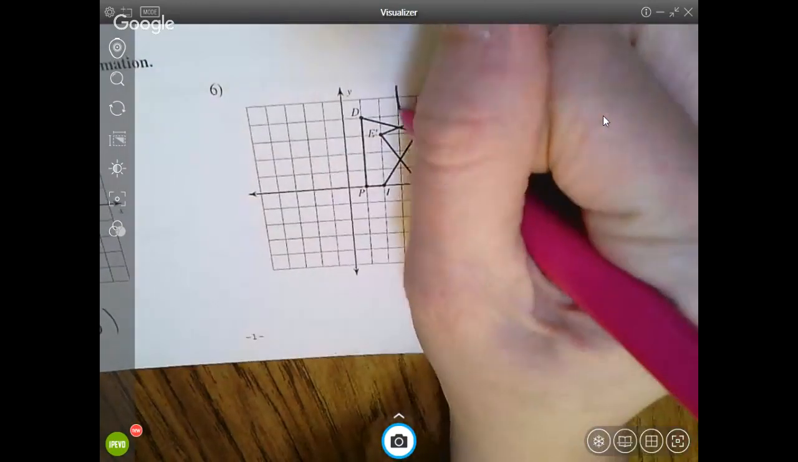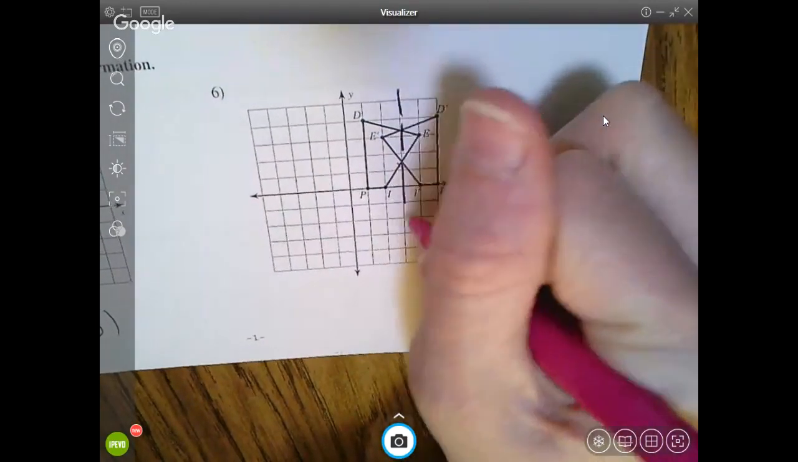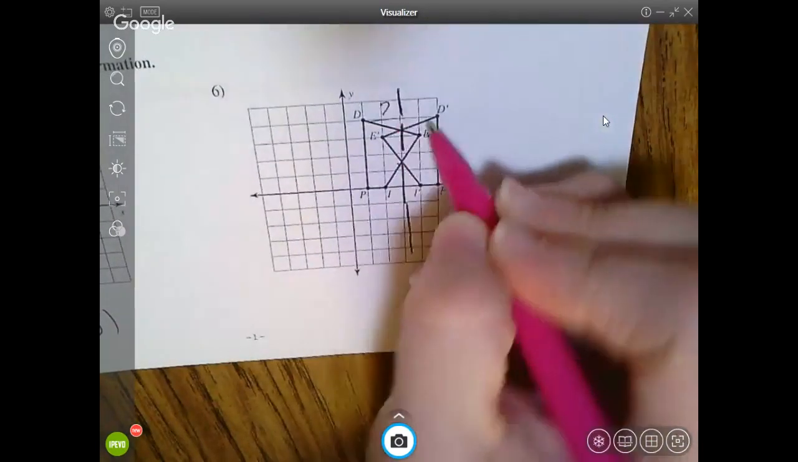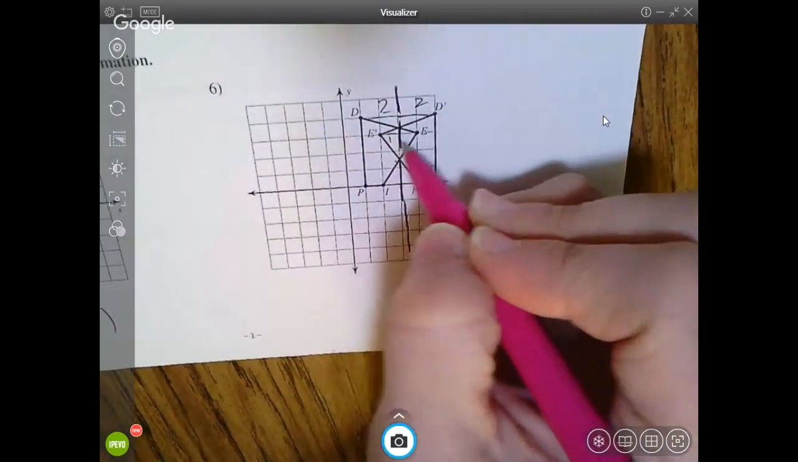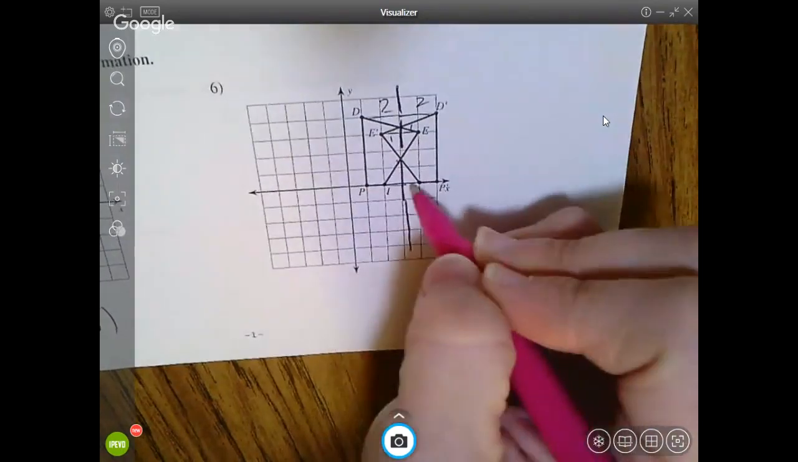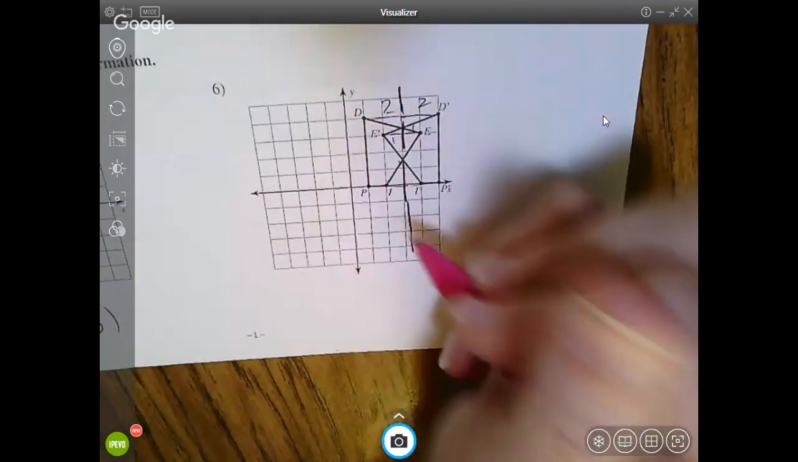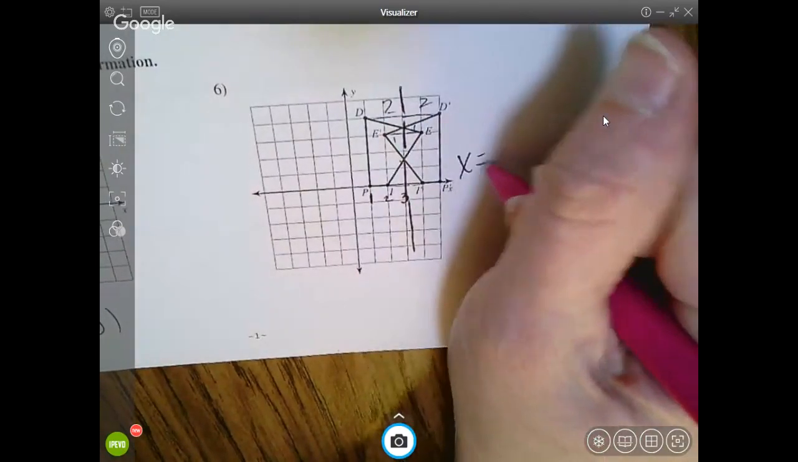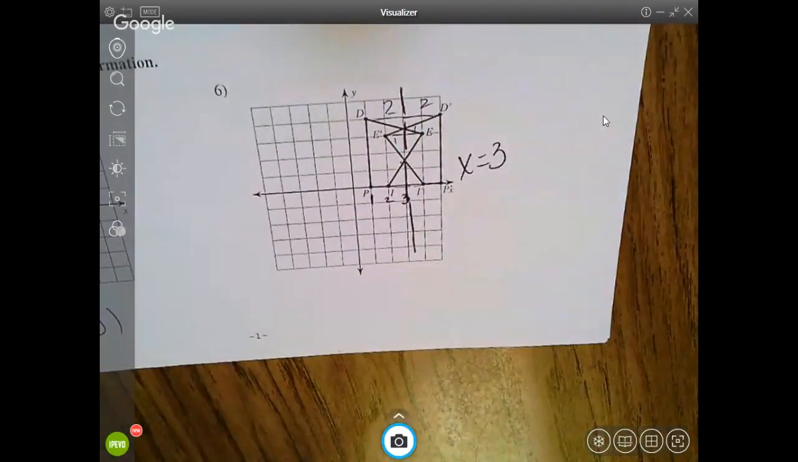So here I know it's reflected, and this would be my line of reflection. And I know that that's my line of reflection because this space is 2, this space is 2. This is 1, this is 1. So that's how it matches up. So then I just number it. Well, here's 1, 2, 3. So it's a reflection at x equals 3.